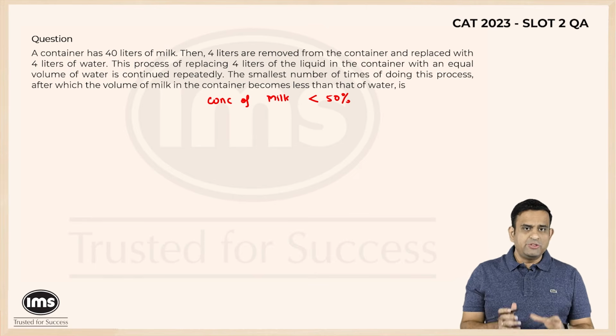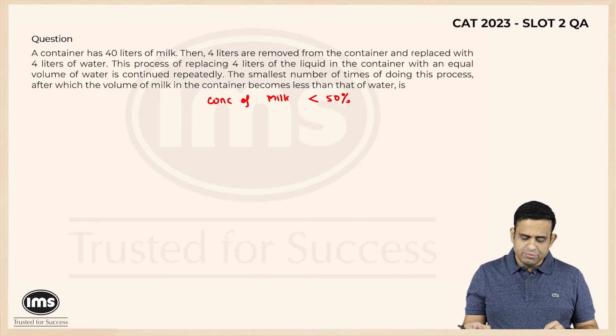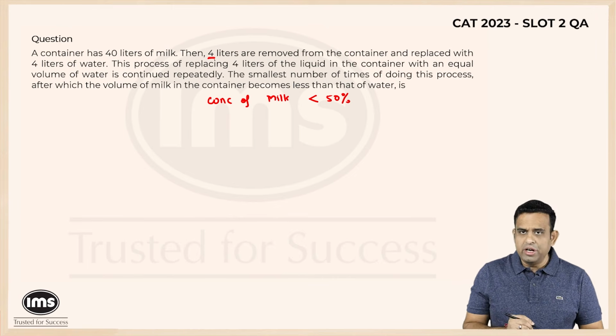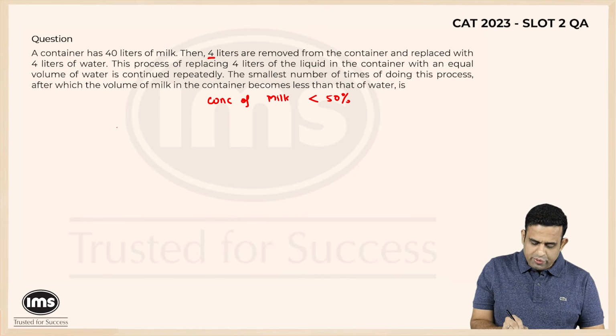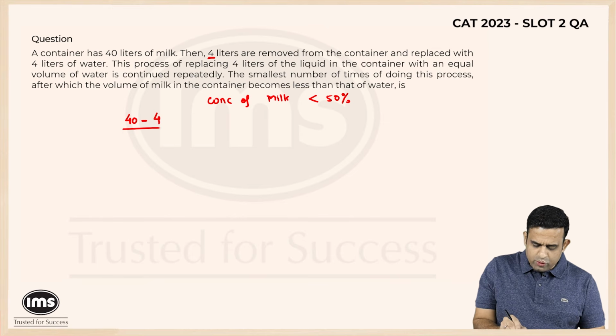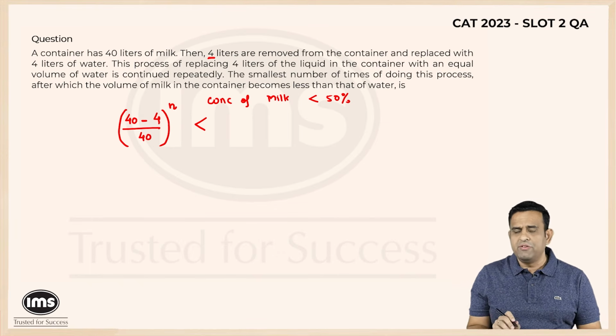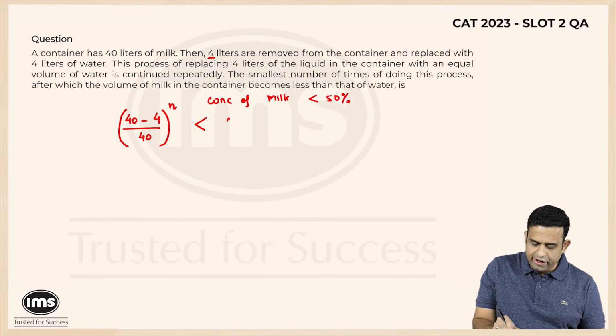So in this particular case, we can use the concept of the wine replacement formula. If I look at what part is getting removed every time, it is 4 liters, and 4 corresponds to nothing but 40. Out of that, you're removing 4 out of 40. If I do it n number of times, I want this to fall below 50%, or one can say below 0.5.